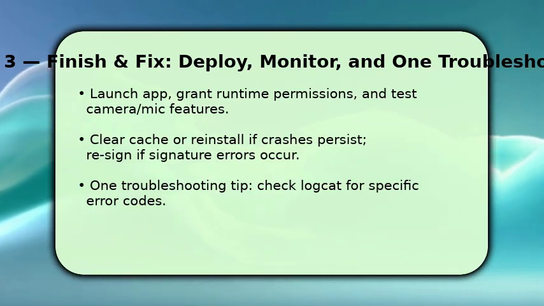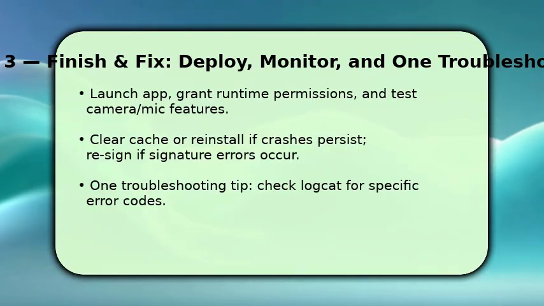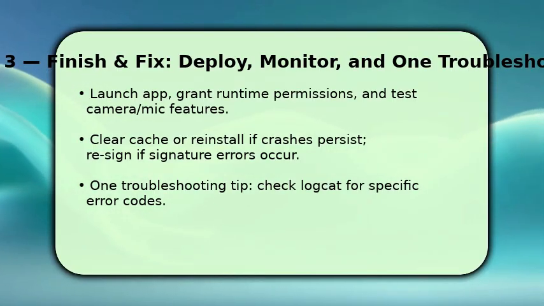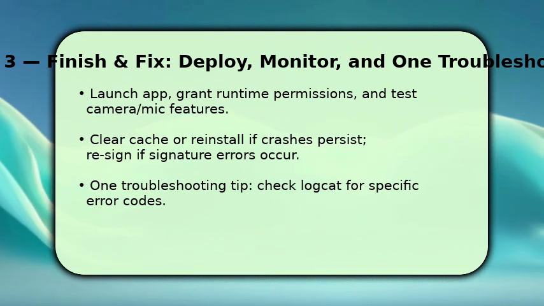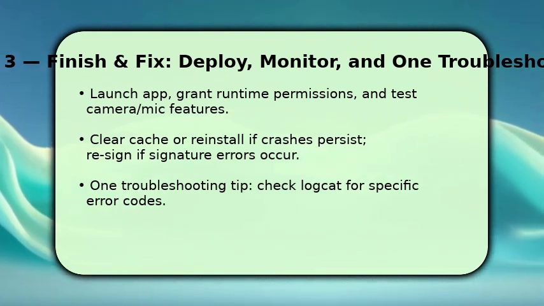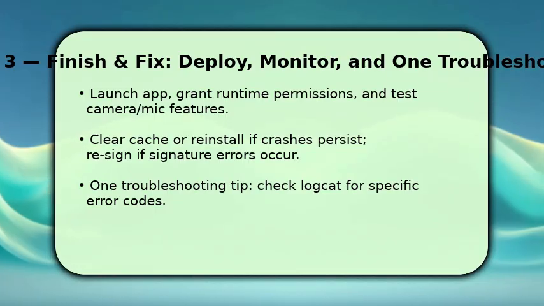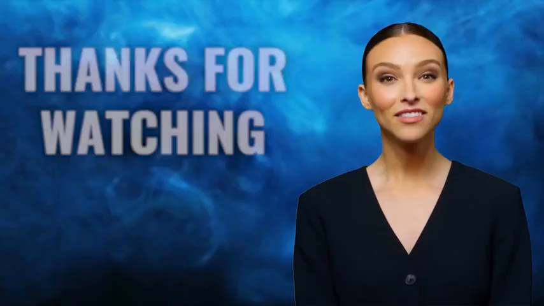If the app crashes or features break, clear cache and data, then reinstall. Persistent crashes often mean a bad signature, so re-sign the package and try again. Make sure to inspect Logcat for exact error codes. This tells you whether libraries, permissions, or signature mismatches are the culprit. If needed, restore your backup and retry with corrected files.